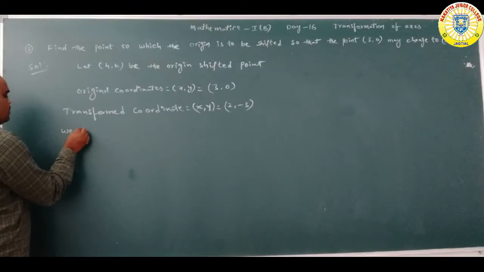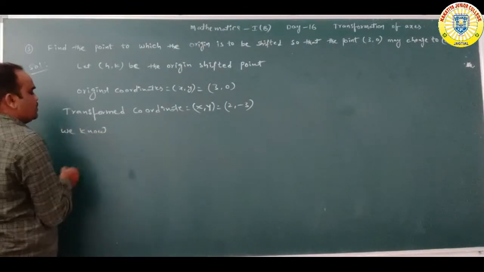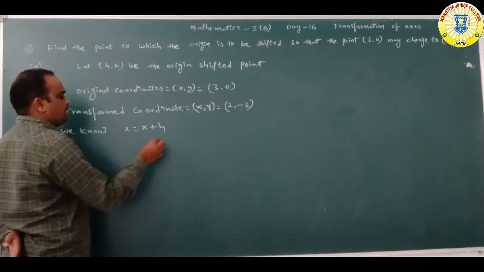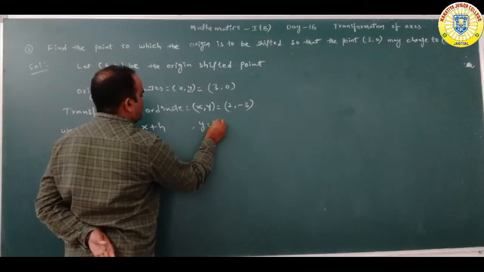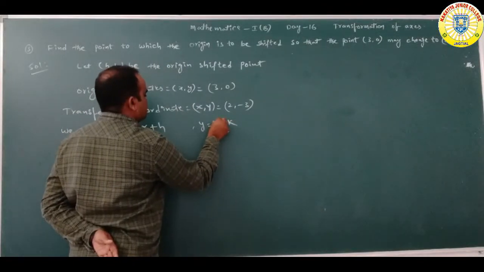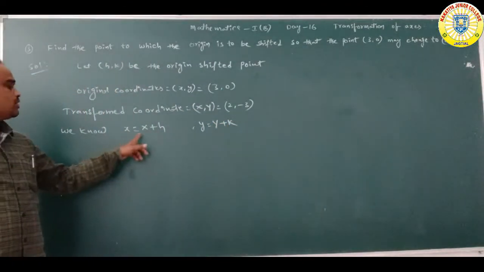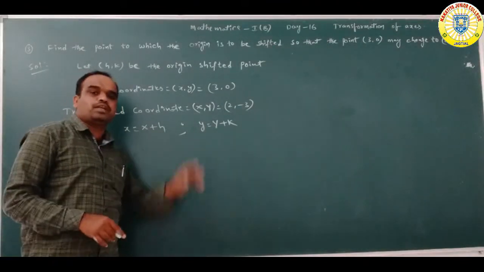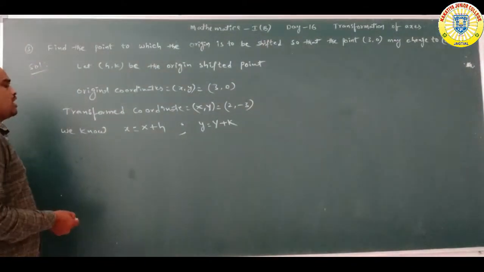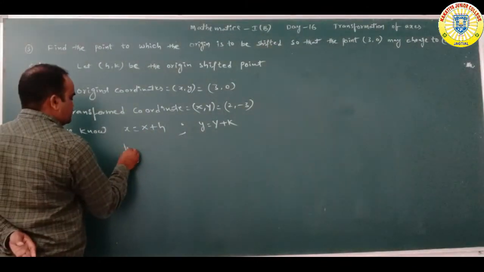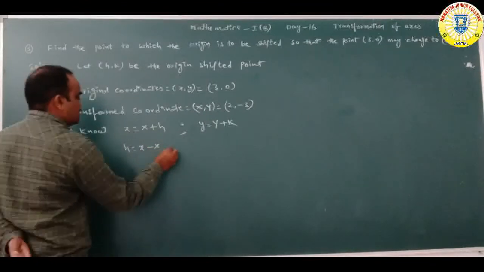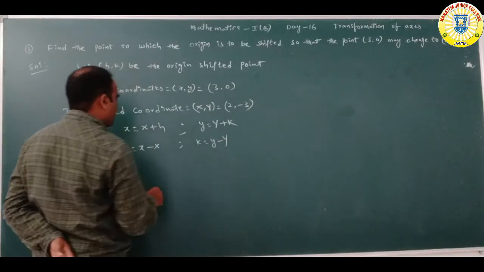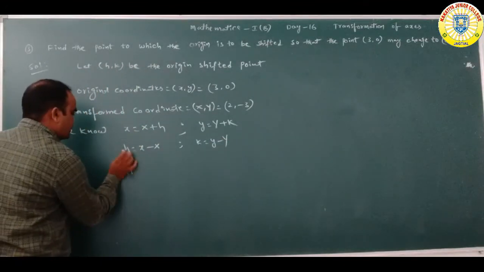Here we know the relation between the new coordinate system and old coordinate system. Small x is equal to capital X plus h. Small y is equal to capital Y plus k. Here we want the h comma k values. So h is equal to small x minus capital X, and k is equal to small y minus capital Y. Therefore, we are finding the h comma k values.